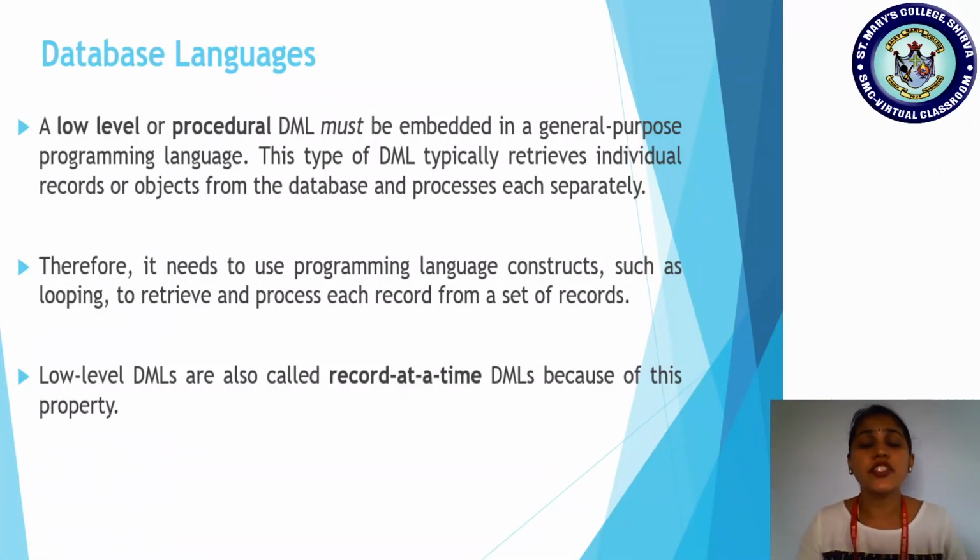So low level DML is also called record at a time DML because of this property. As the information is searched one by one, record by record, or the records are inserted one by one, or even to view simple information we have to search or relate the data from the set of records, this low level DML is also referred to as record at a time data manipulation language. Okay, so these are the two categories of data manipulation language.